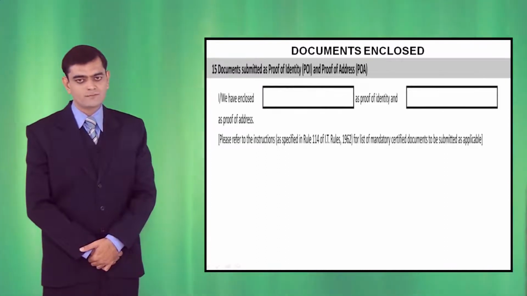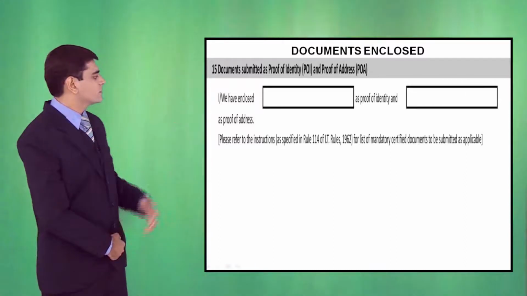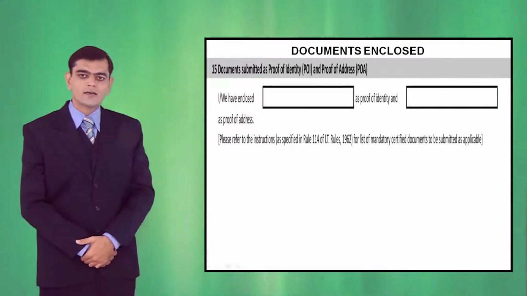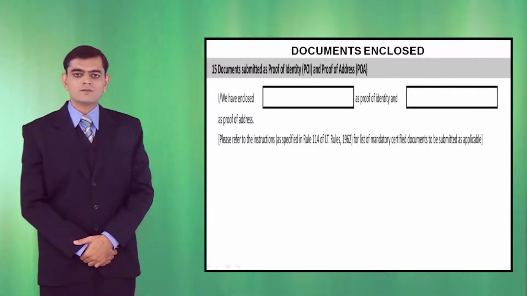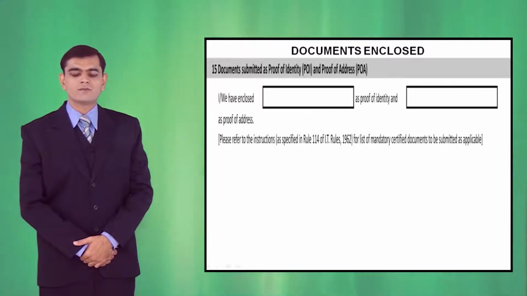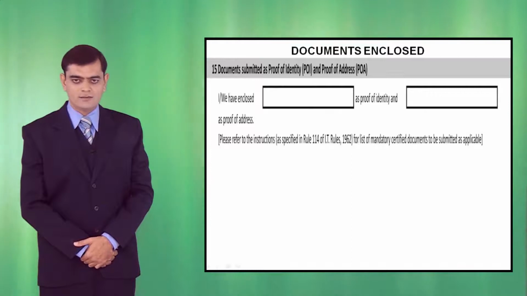form. Over here, the detail of document enclosed as proof of identity and enclosed as proof of address is to be written. Documents which could be used as proof of identity and proof of address can be checked out from the instructions to form number 49A.